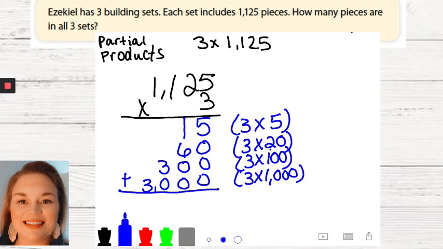So in the ones column, you have the answer 5. In the tens column, you have 7. In the hundreds column, you have 3. In the thousands column, you have a 3. So your final product is 3,375.